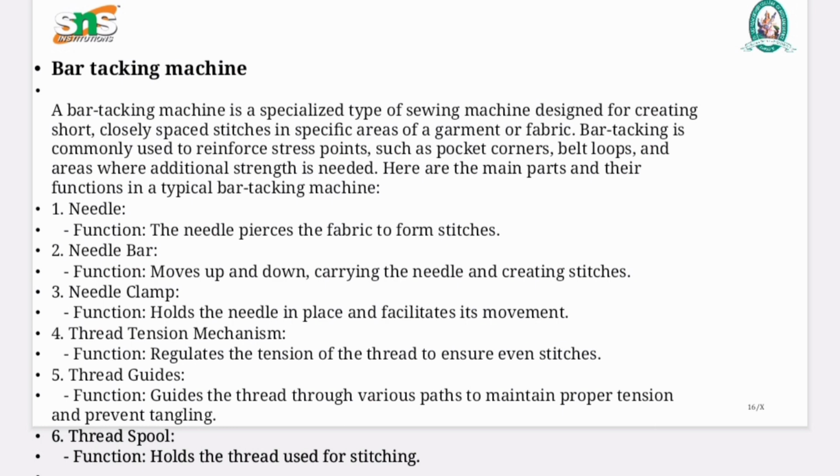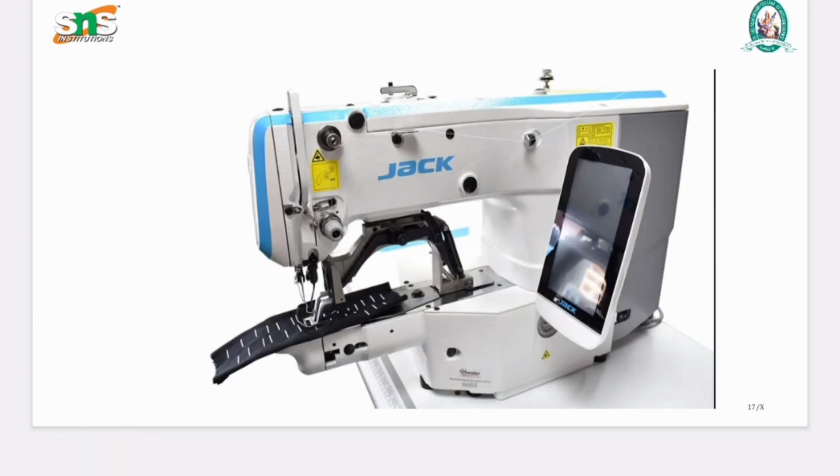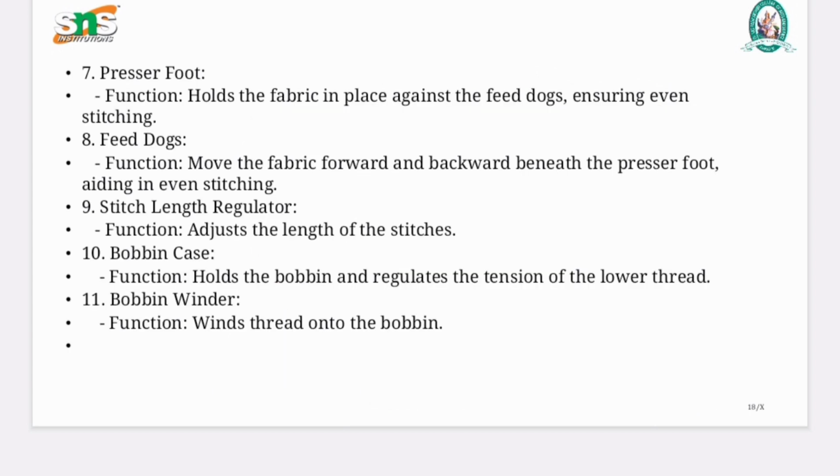Needle bar moves up and down, carrying the needle and creating stitches. Needle clamp holds the needle in place and facilitates its movement. Thread tension mechanism regulates the tension of the thread to ensure even stitches. Thread guides guide the thread through various paths to maintain proper tension and prevent tangling. Thread spool holds the thread used for stitching.